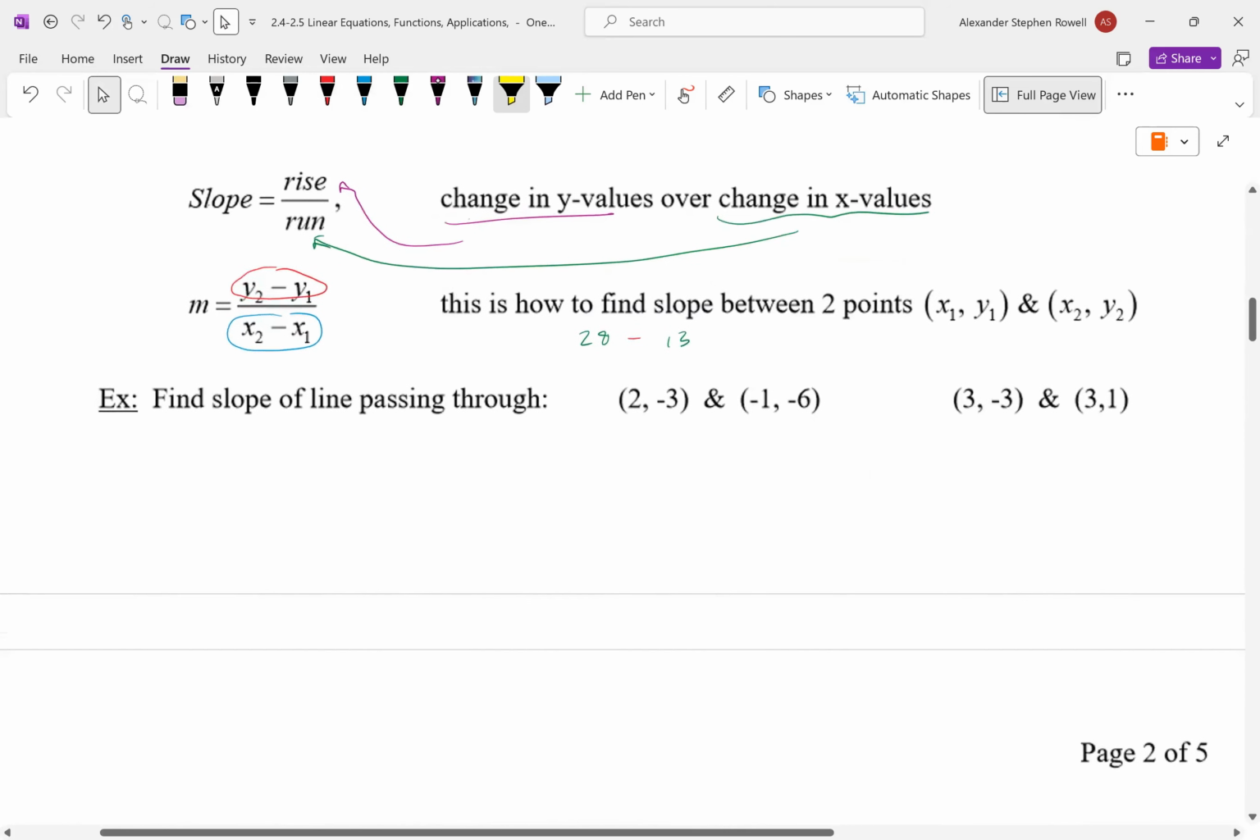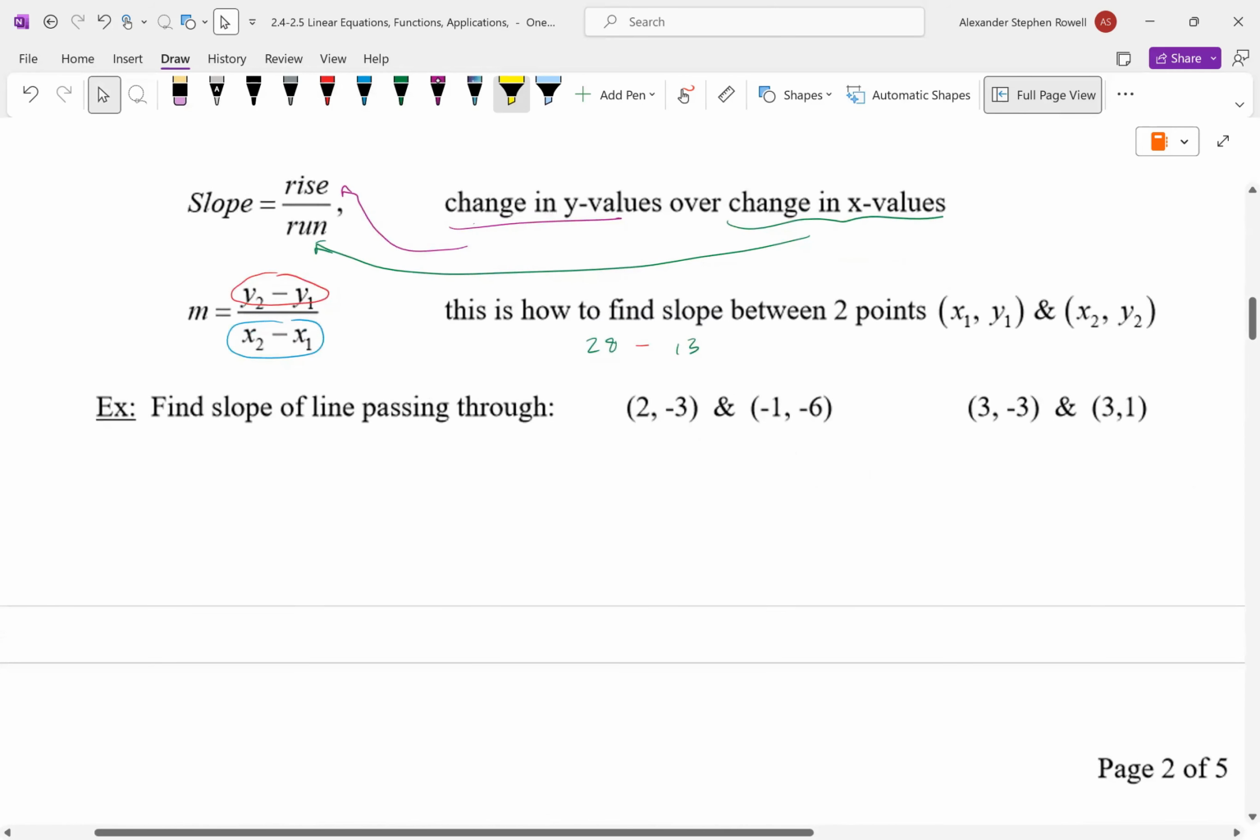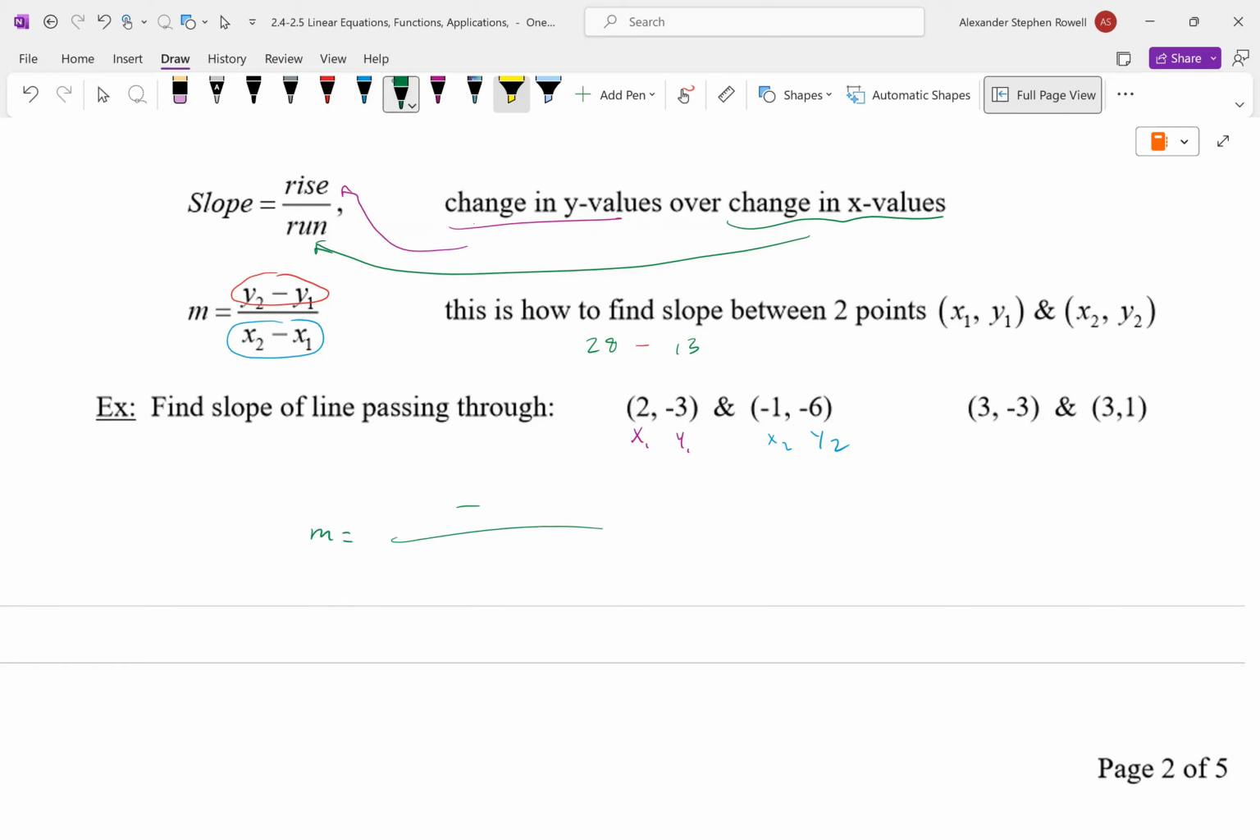Can you find the slope between the ordered pairs (2, -3) and (-1, -6)? We just need a label, x1, y1, x2, y2. Then what is the slope? y2 minus y1 over x2 minus x1. So y2, -6 minus what? -3 over -1 minus. Are there any questions about this?